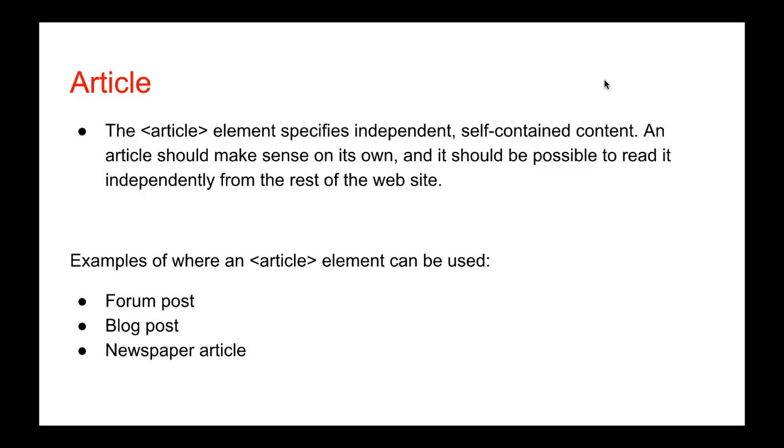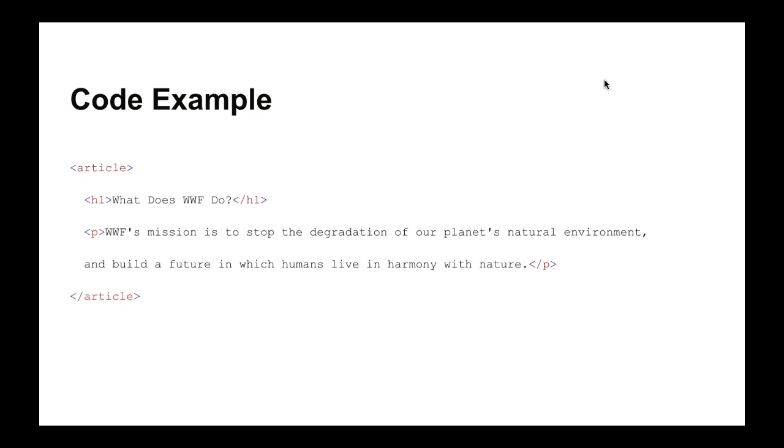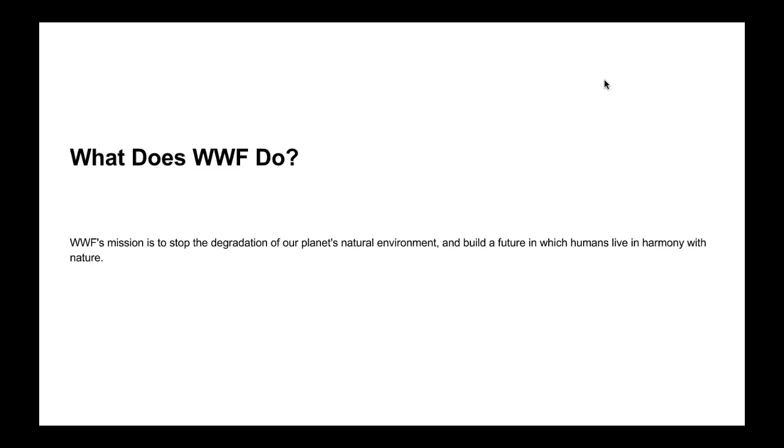Article. The article element specifies independent, self-contained content. An article should make sense on its own, and it should be possible to read it independently from the rest of the website. Examples of where an article element can be used: forum post, blog post, newspaper article. This is an article code example, and this is how it looks.